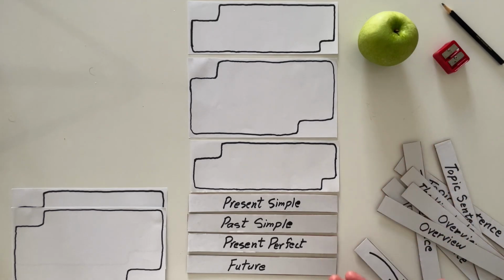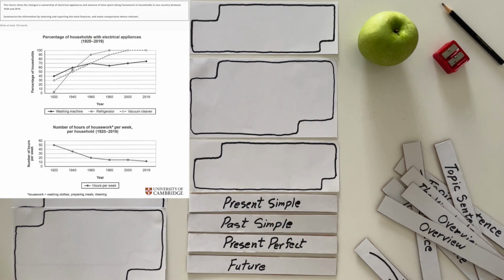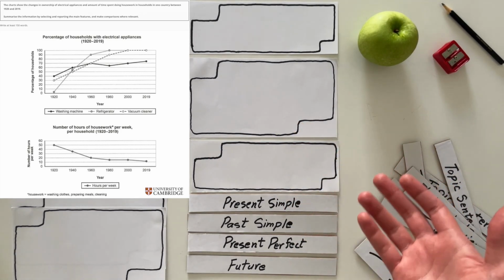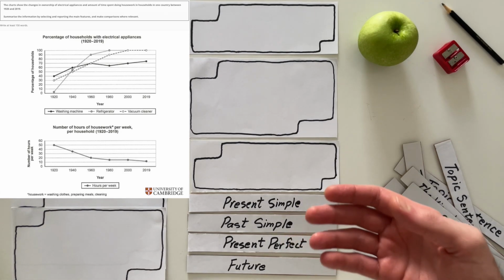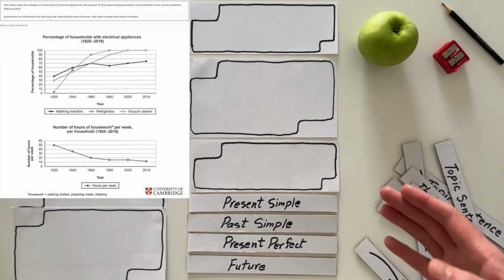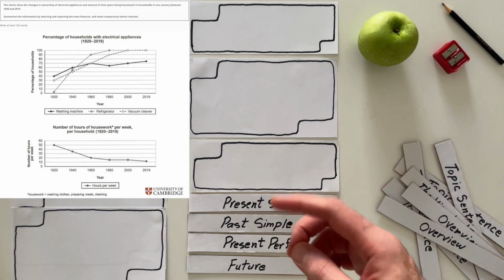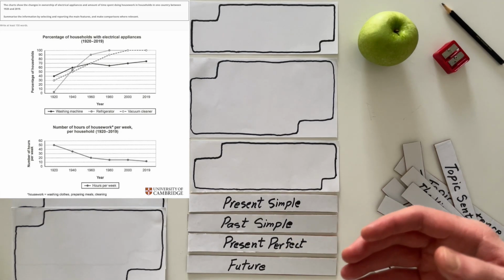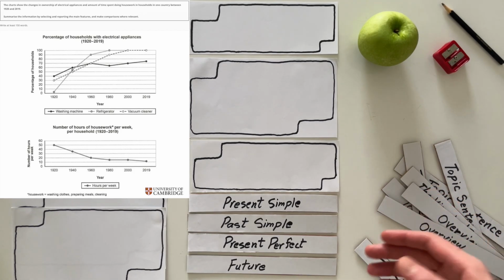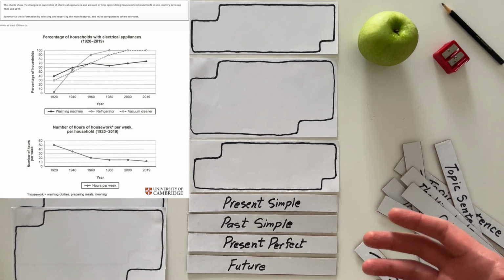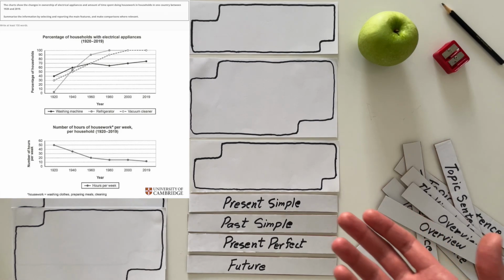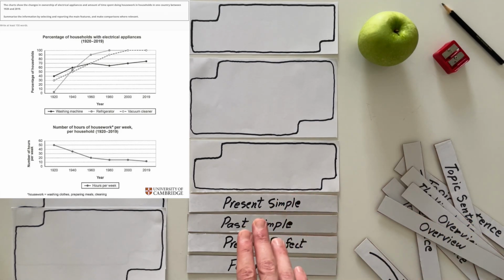This time, we have a report. Here's the rubric. The charts, as you can see, there are two line charts or line graphs, both are accurate, showing the changes in ownership of electrical appliances, and that's the second chart below this, the amount of time spent doing housework in households in one country. I don't seem to find any names, so it's a country, it doesn't matter, between 1920 and 2019.